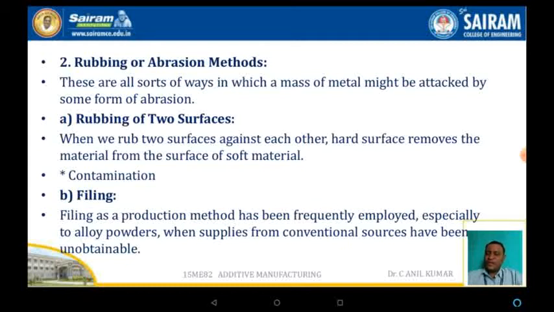Filing. Filing is a method of production in which powder can be obtained very easily, and in this method alloy powders can be obtained very easily. Even in this, contamination is a major problem.